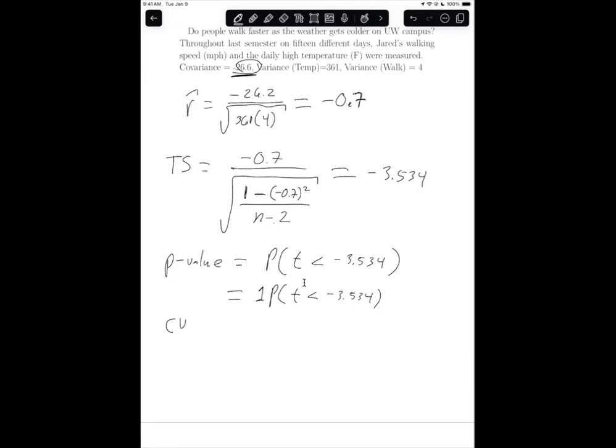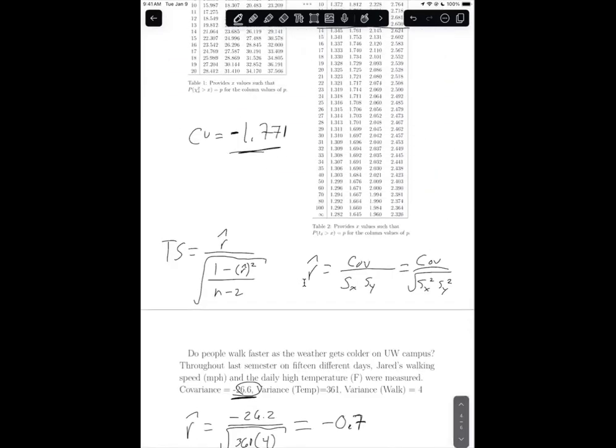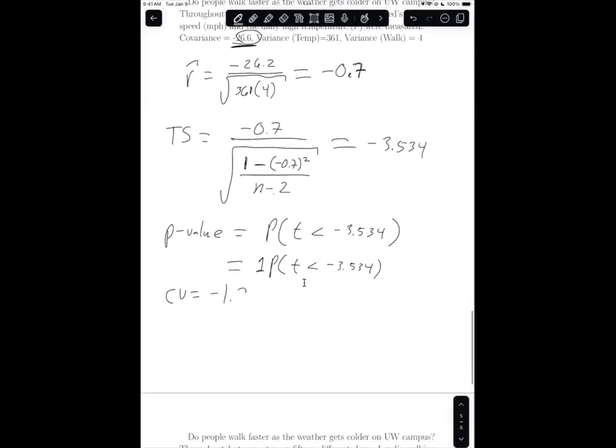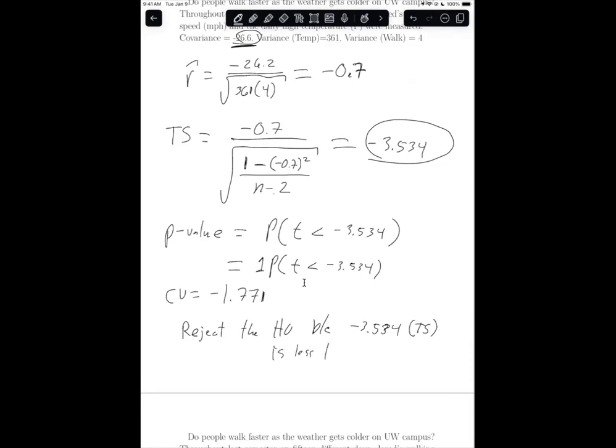And so as a reminder, we found that critical value up here. Write that down one more time. And so we can compare the critical value to the test statistic to make our statistical decision. And so we are going to reject the null because negative 3.534, the test statistic, is less than negative 1.771, the critical value.